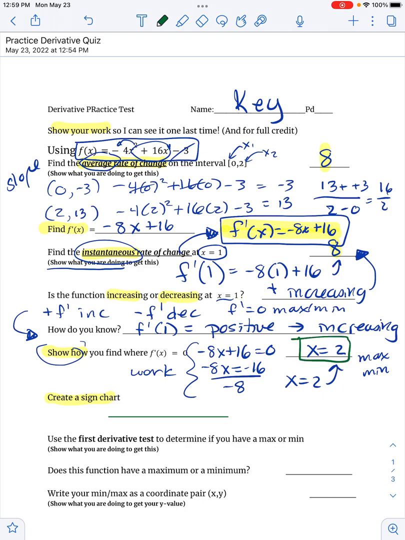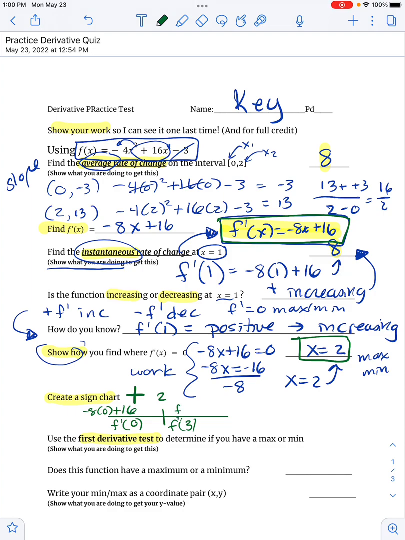So since 2 was my 0, meaning that's where my derivative was 0, I'm going to toss down a 2. And then I'm going to test a point less than and greater than 2. It doesn't matter what number you pick. I'm going to plug it into the first derivative. That's why it's called the first derivative test. So I'm going to plug 0 into this derivative from up here. So I'd have negative 8 times 0 plus 16. I don't care what the number is. I just care that it would be positive.